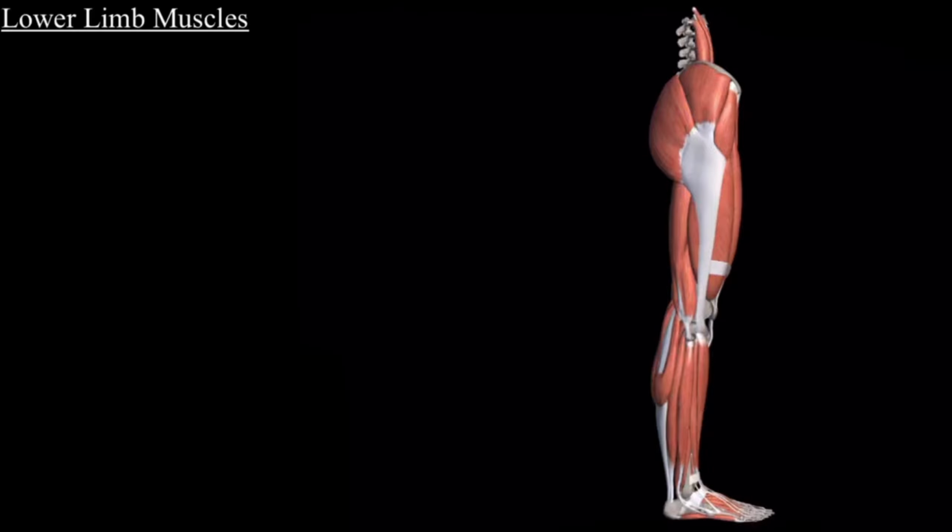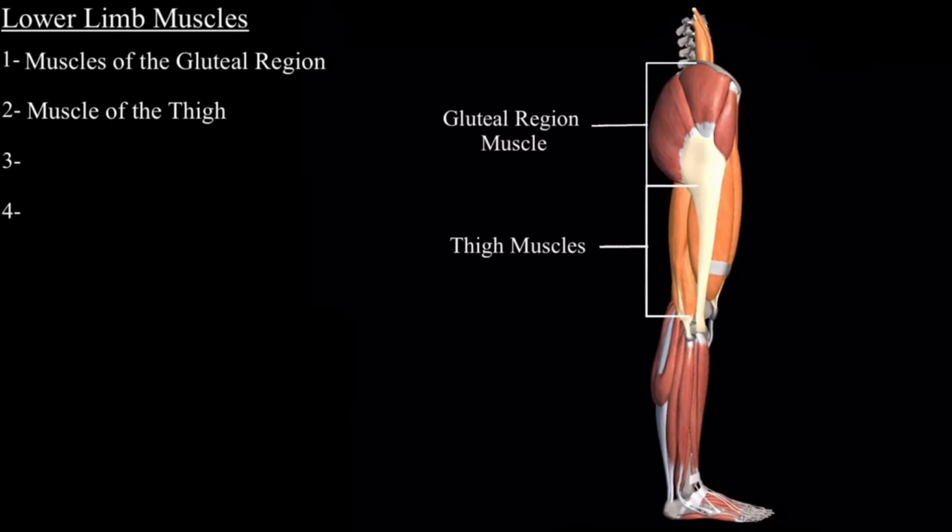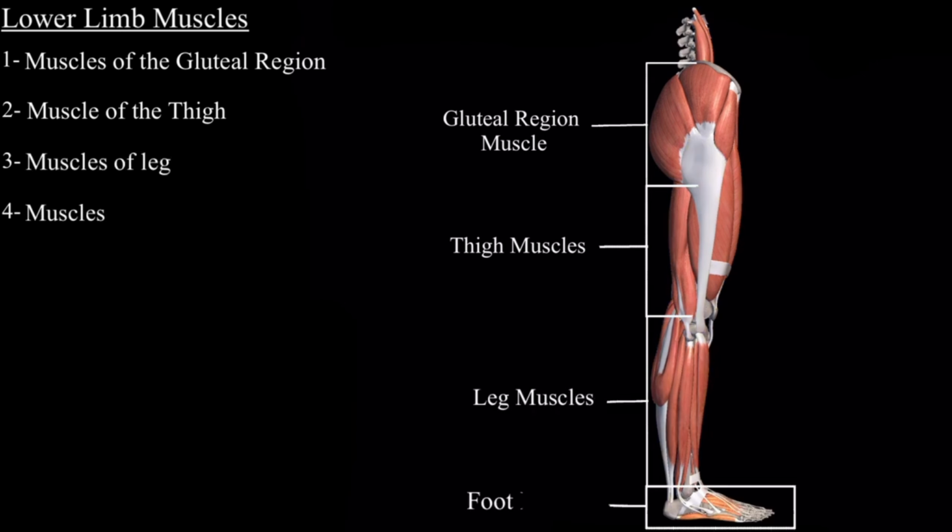Muscles of the lower limb. The muscles of the lower limb are divided into four major groups. Number 1, the muscles of the gluteal region. Number 2, the muscles of the thigh. Number 3, the muscles of the leg. And number 4, muscles of the foot.